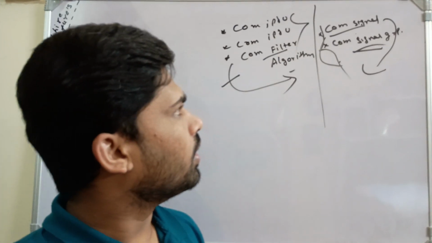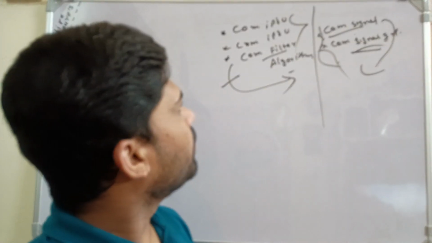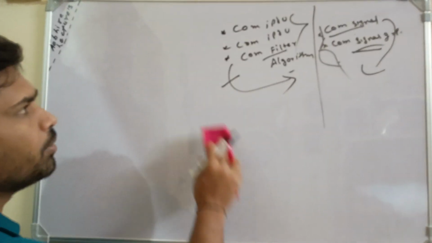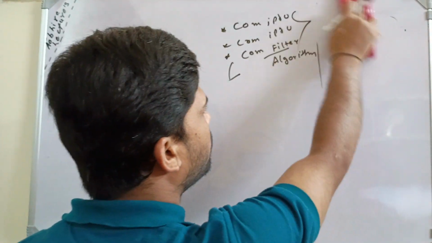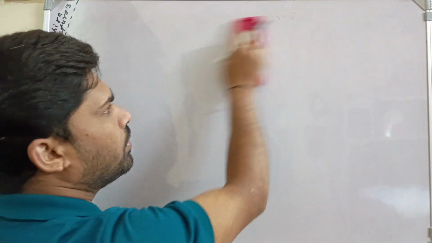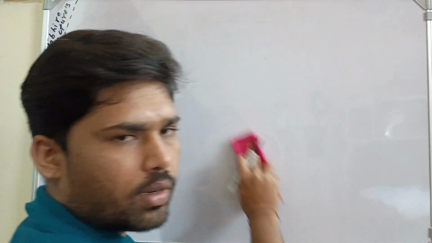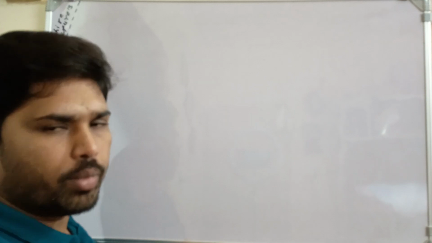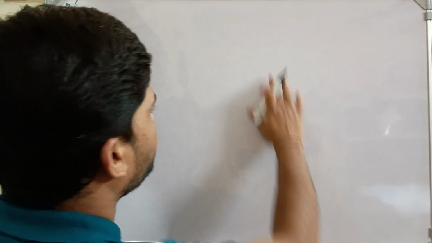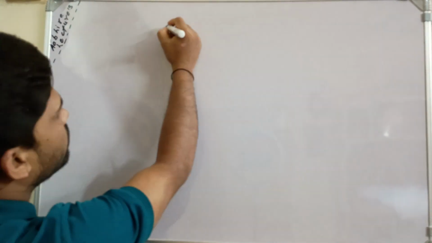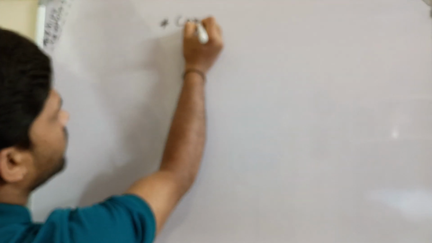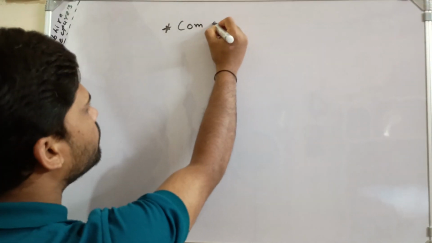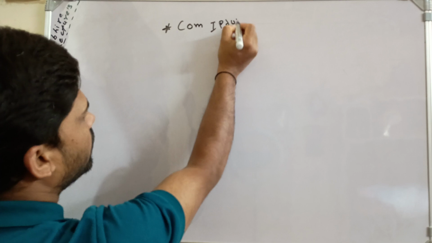Okay, while coming to the IPDU and IPDU group, let's see what are the parameters which we have to configure in the COM IPDU and COM IPDU signal group. So first of all we see COM IPDU.